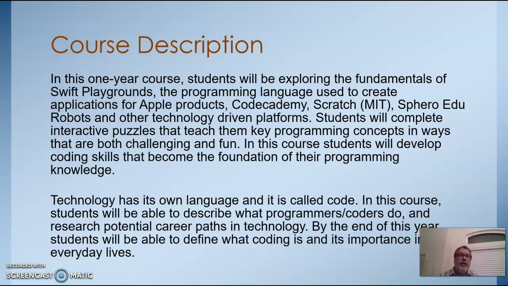Technology has its own language, and it's called code. We think of it as computer code. In this course, students will be able to describe what programmers and coders do and research potential career paths in technology. By the end of the year, they'll not only have a lot of experience in creating code, but they'll also be able to define what coding is and its importance in our everyday lives. Many of the subject areas we'll cover include what are algorithms and how do we use them, creating while loops, for loops, conditional statements, and what are functions and how do we use them. So we'll spend a lot of time looking at all the components of coding.